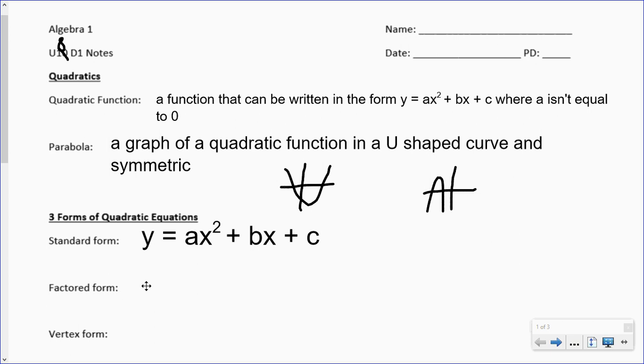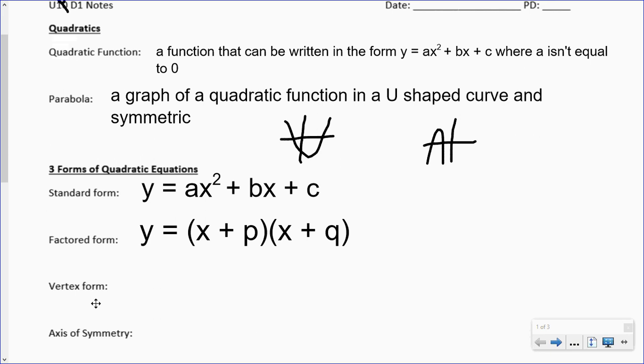Factored form is when you factor the polynomial. That's why you need it. So I just made up letters. It's like y equals x plus something times x plus something. It's when you factor the polynomial and you set it equal to y.